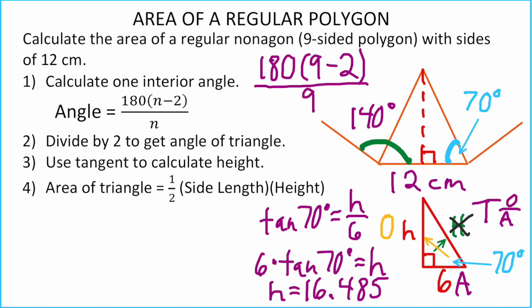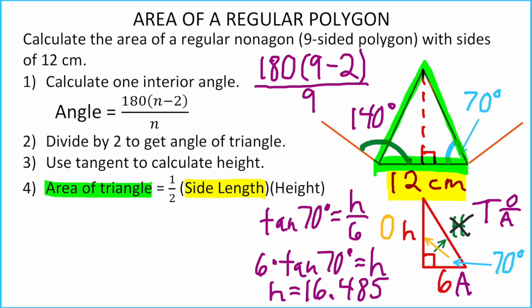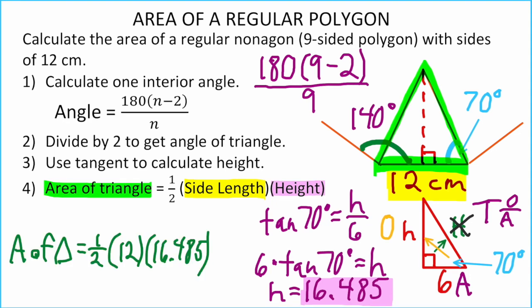Step 4 is to find the area of our triangle, which is 1/2 times the side length times the height. Now remember, we're not finding the area of the right triangle. We're finding the area of the triangle on top. The side length that we need to use here is the 12. And the height is going to be our 16.485. So the area of the triangle is 1/2 times 12 times 16.485.